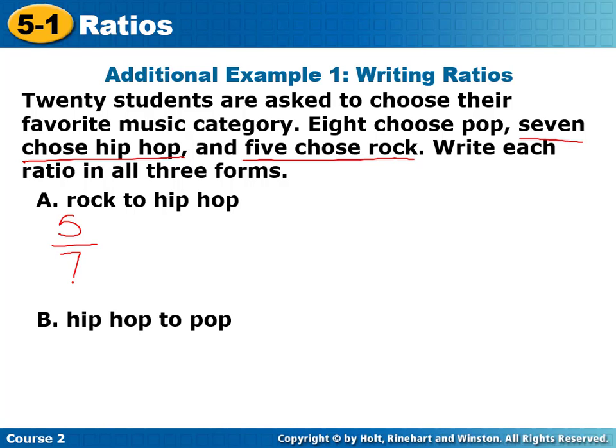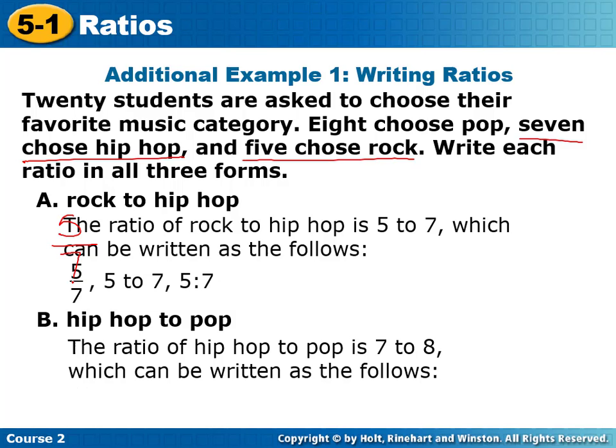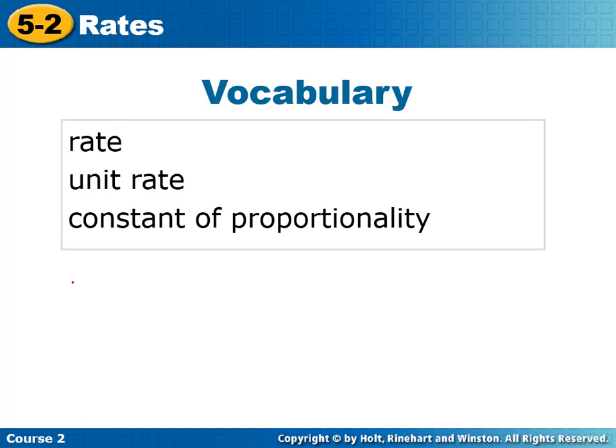Now that 5 over 7 looks like a fraction, but it's not a true fraction because it is a part-to-part relationship, 5 over 7. So when we write it out as 5 over 7, we can write it all three ways: 5 over 7, 5 TO 7, 5 colon 7. That is review from what you talked about in 5th and 6th grade. Very simple, very easy thing, writing a ratio. But what we want to focus on today is rate, unit rate, and that new thing we talked about there, constant of proportionality. And that's going to be the big one.